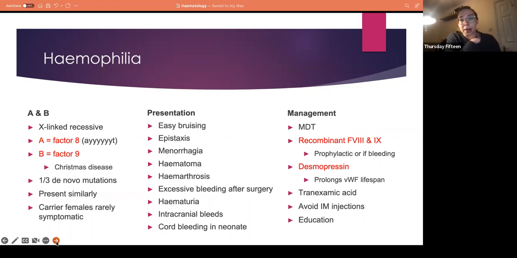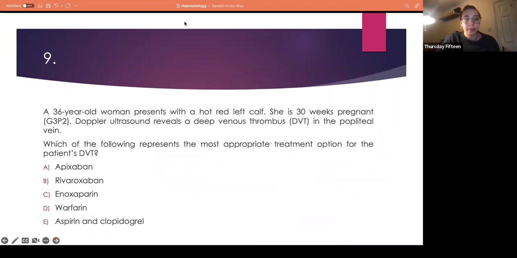And the management's generally a multidisciplinary team management, so you can manage it with recombinant factor 8 and factor 9, prophylactically, or if they're bleeding. And you can give desmopressin as well, which will prolong the lifespan of von Willebrand factor. You can give tranexamic acid in major bleeds. You'd avoid IM injections, and just educating patients on things to avoid is also useful in haemophilia.